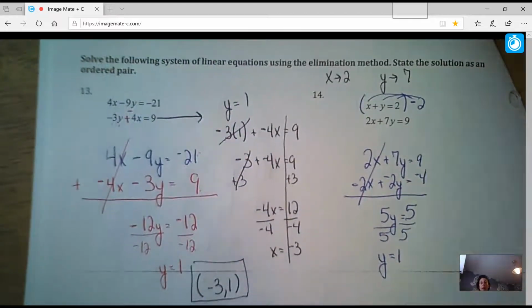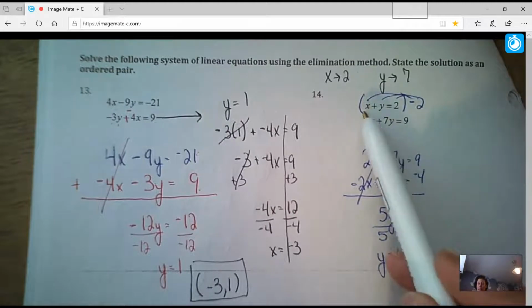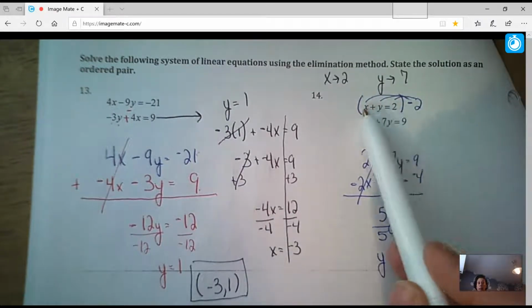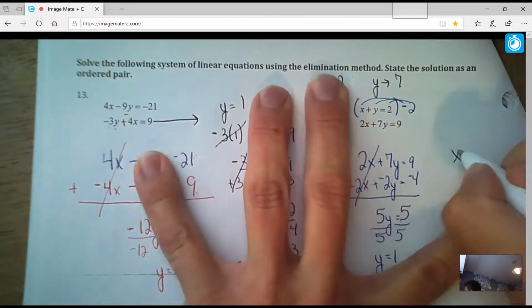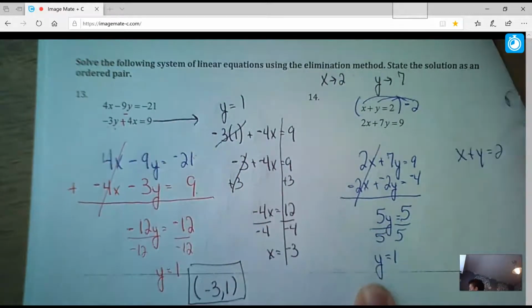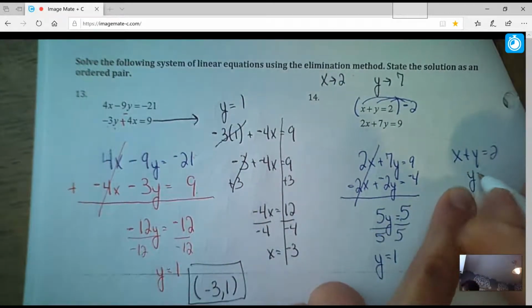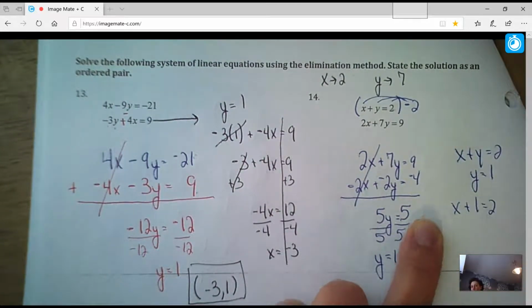So now that I have y, I'll have to go back and figure out x. So again, it really doesn't matter which one I substitute back into. I always go back to the original equations, and so when I pick, again, just because I like smaller numbers, I'm going to choose the top version before I changed it. So I'm going to take this x plus y equals 2, this original equation over here, and the fact that y equals 1, I'm going to put that 1 into the y, and now I'm going to solve for x.